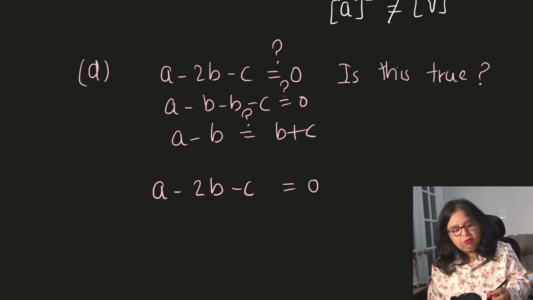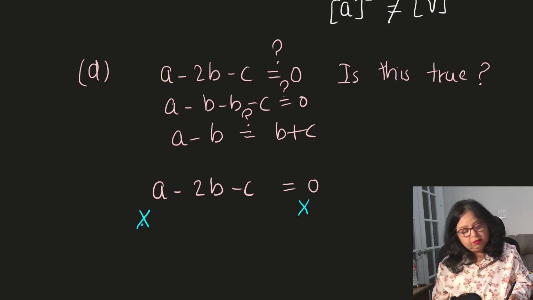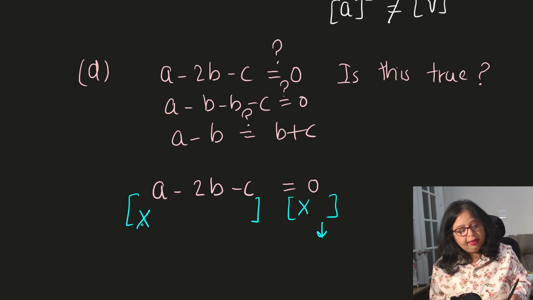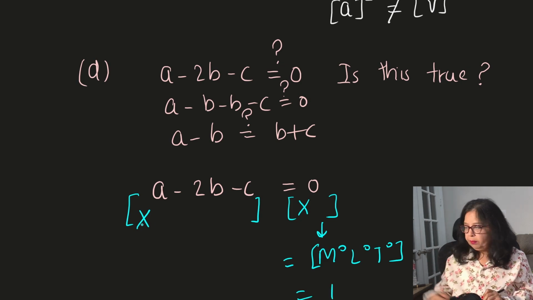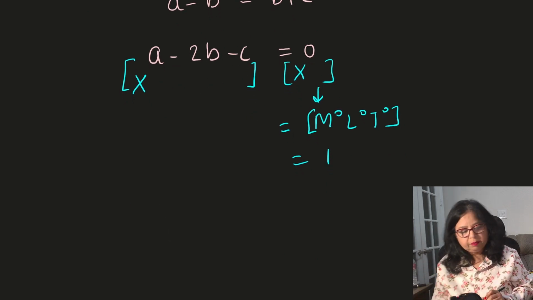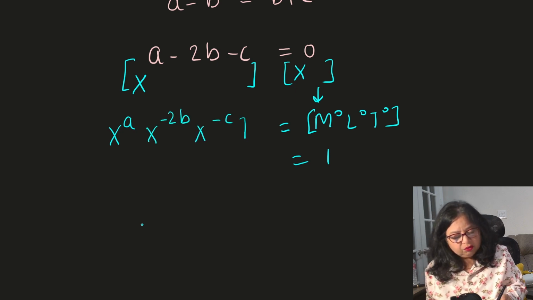Let's make each side of whatever equation is given to us a power of x. X to the power 0 will give you simply m0, l0, t0, or you could call this 1. And the left-hand side is not so simple, is it? We have x to the power a times x to the power minus 2b times x to the power minus c.